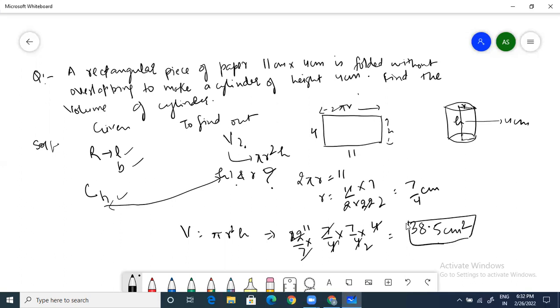In this case, we were not even told that the rectangle has been rolled along its width. We were just told the dimensions of the rectangle, 11 into 4, and that it created a cylinder of height 4, which clearly told us the height of the cylinder is 4, which means this width is 4 and the length is 11. And when you say the length is 11, you know the length is 2 pi r. That was the most important thing in this question. We are clear on the question.